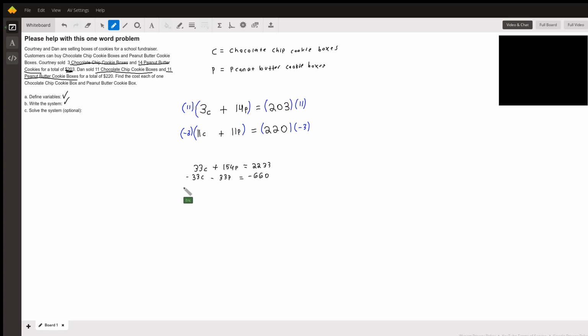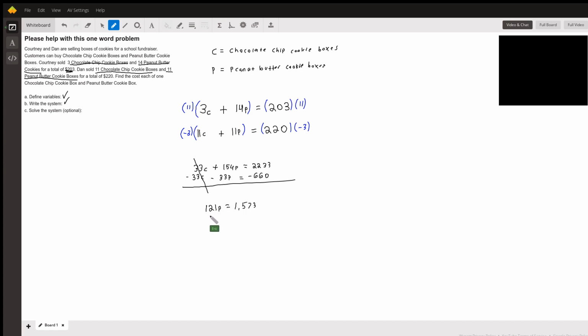So now we're going to add the equations together. The 33c and negative 33c cancel each other out. 154p minus 33p, I'm just going to do that on my calculator. That's going to be 121p. So we have 121p equals 2,233 minus 660, and that gives me 1,573.